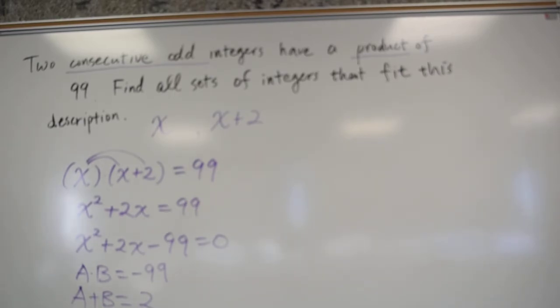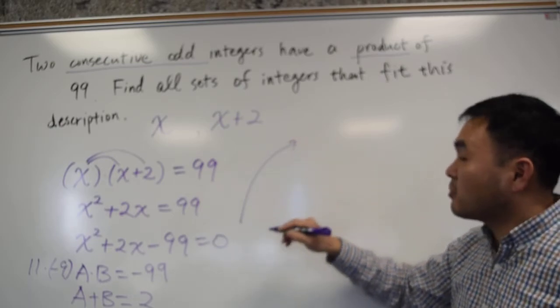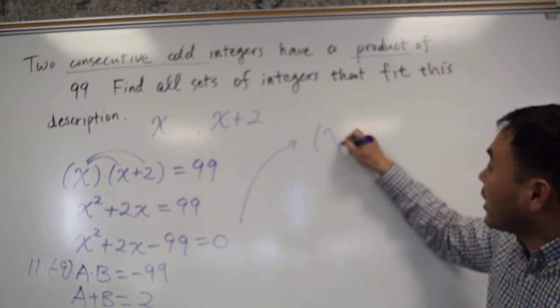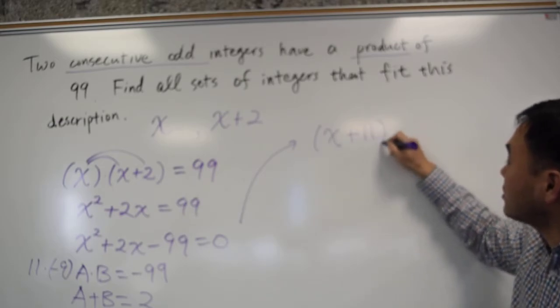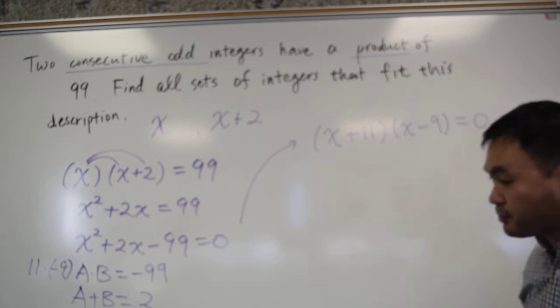11 and negative 9. Yes, 11 and negative 9. So if you have 11 times negative 9, it does give you negative 99. And if you add them, what do you get? You get 2. So 11 and negative 9 are the 2 numbers. And we all know that if you find those numbers, then you can factor the quadratic as x plus 11, x minus 9 equal to 0.